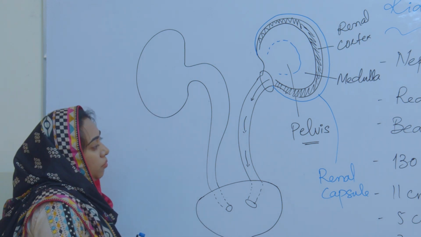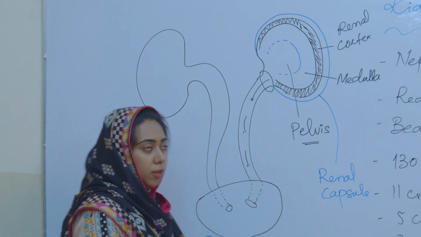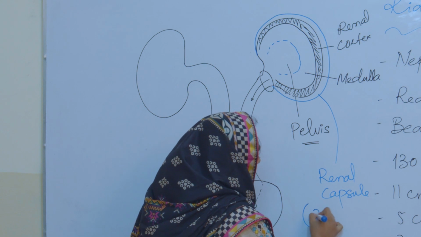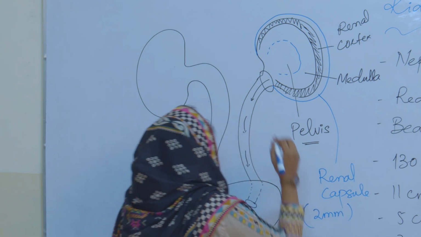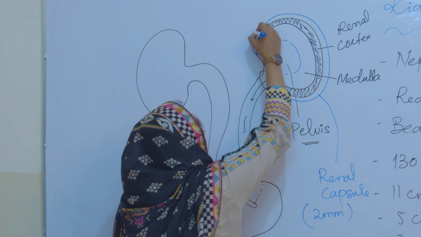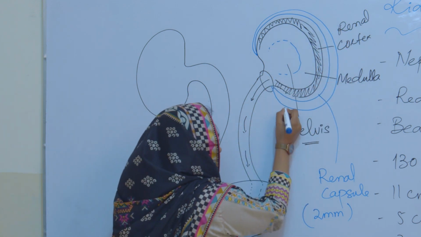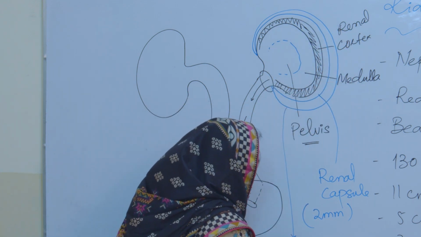Along with that, if we talk about what is outside the renal capsule, this renal capsule is approximately 2 mm. Okay, along with this, there is another layer, which is the adipose tissue.